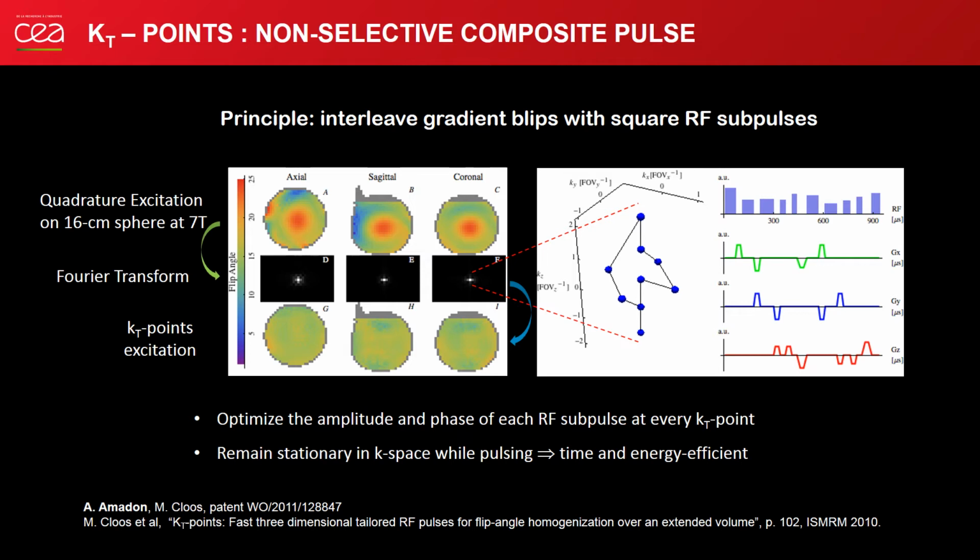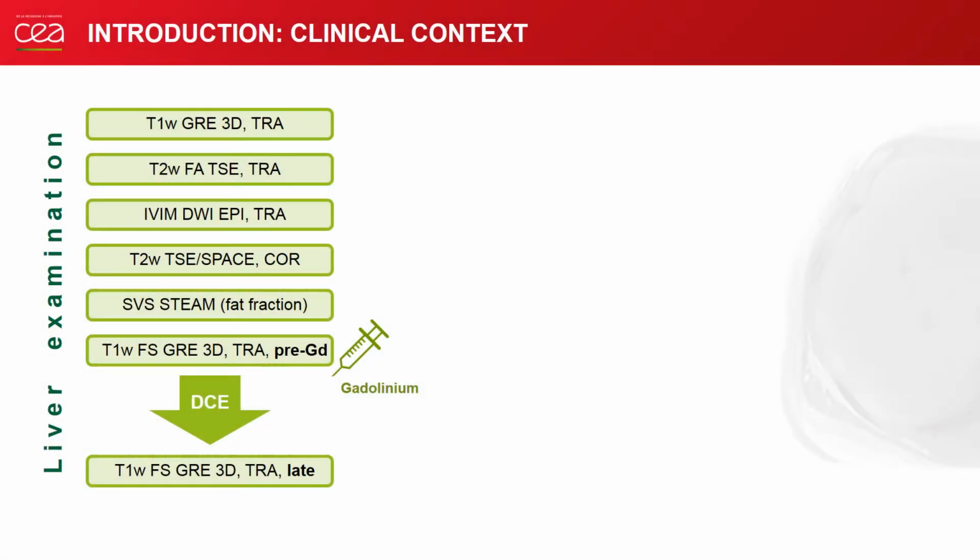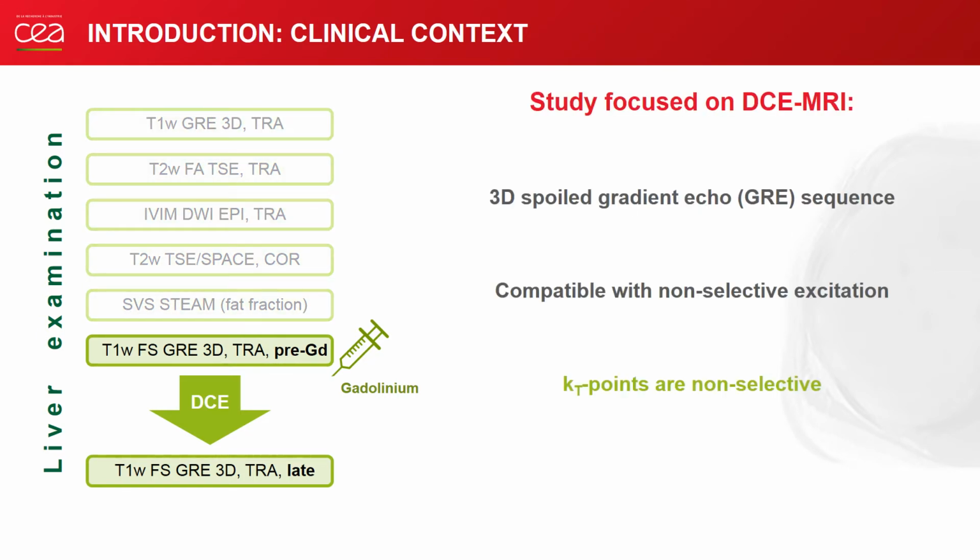The following study made use of a dual transmission 3T Siemens system named Skyra. What we did was to take the standard liver examination that is used locally in our hospital and focus on the dynamic contrast enhanced protocol, DCE, a repetition of a sequence before and at several time points after injection of a gadolinium-based contrast agent that allows to follow the perfusion of tissues and characterize lesions. We chose this protocol because it is based on a 3D T1-weighted spoiled gradient echo sequence and is compatible with non-selective excitation, and our KT points are non-selective.